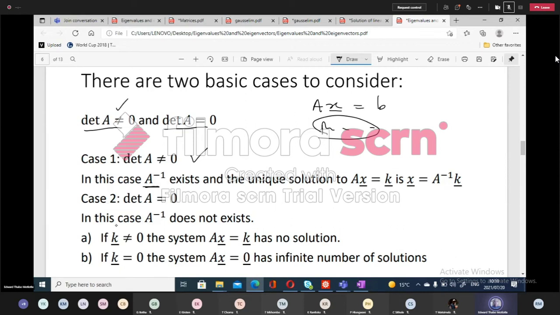Case 2: the determinant equals 0. If the determinant is equal to 0, you have two cases. We know that the inverse does not exist. But now what happens? What role does the value of k play? Now we find out what this value of k is. If this k vector is not equal to 0, the system has no solutions. If k is equal to 0, then the system has infinitely many solutions. So in this case, you can determine this before you even solve the system.